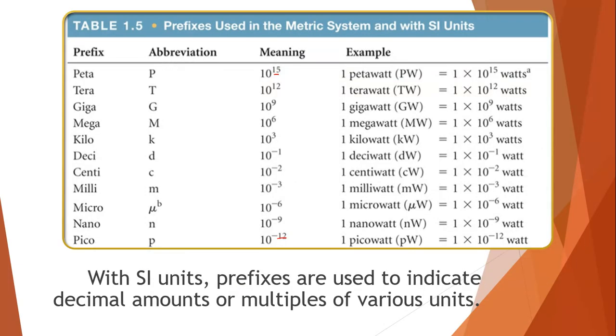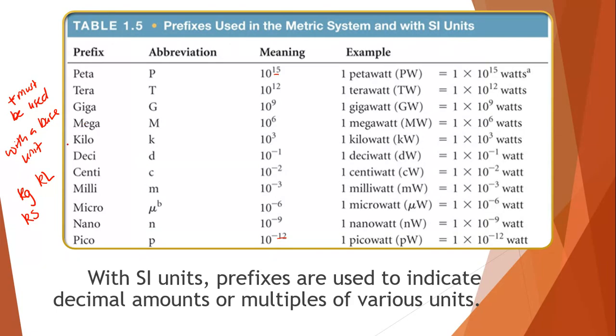Now with base units, we also can attach something called prefixes. Prefixes indicate the decimal amounts or multiples of various units. Prefixes must be used with a base unit, which means you can't just write K and say, oh, I just got a kilo. A kilo what? Is it a kilogram, a kiloliter, a kilosecond? We need to specify. All of these have to go with a base unit.